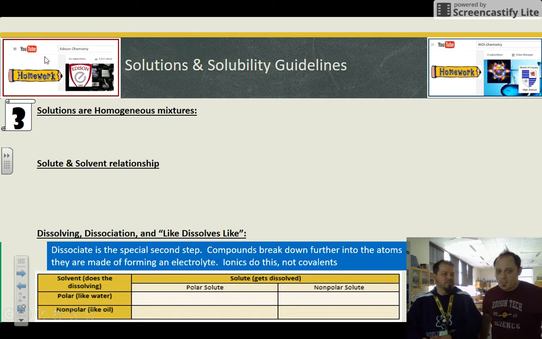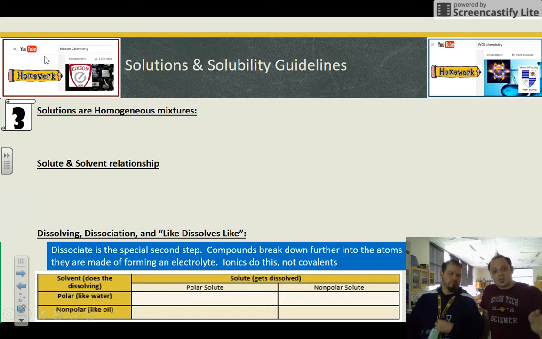Lots of things dissolve, but not everything dissociates. Dissociation is when those actual molecules break apart into their ions, and the ions can then move around separately and freely. So ionics do this, covalents do not.